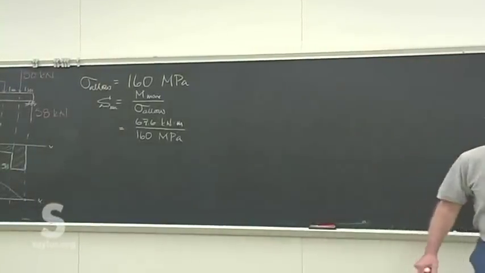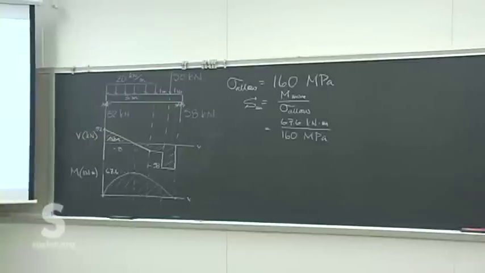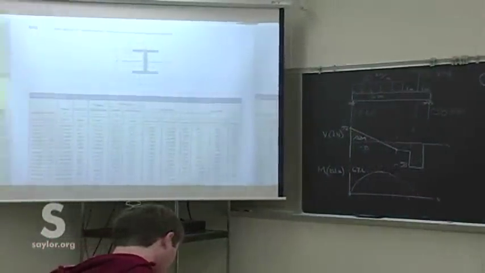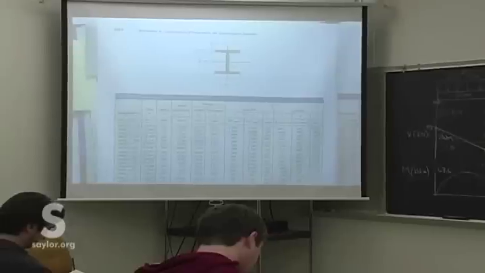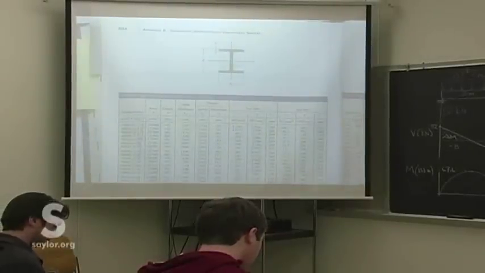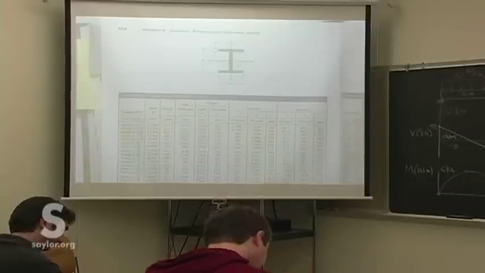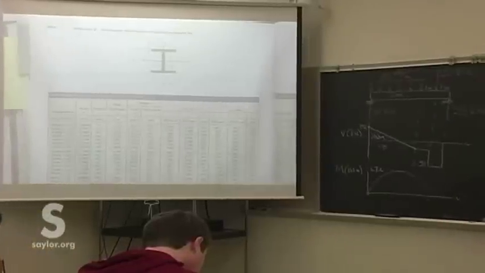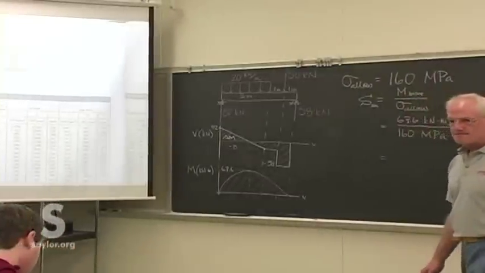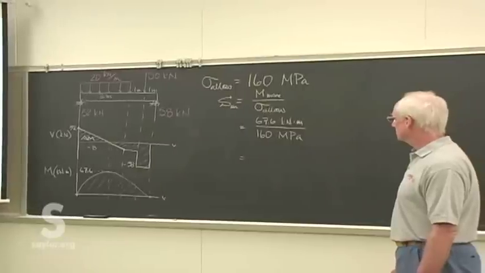Notice a couple powers of 10 are taken off of the number in the column. If we do this in millimeters, it's going to be a very large number, so they didn't feel any need to put all those zeros in the column over and over. So they pulled 10 to the third out of the column. Figure out a section modulus, make sure the units work.